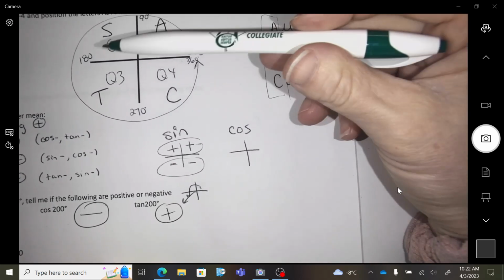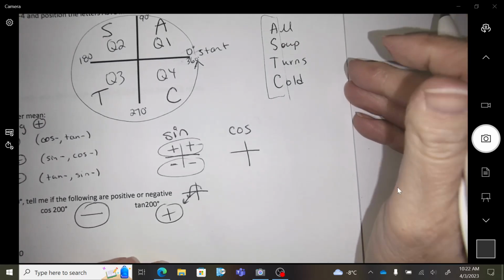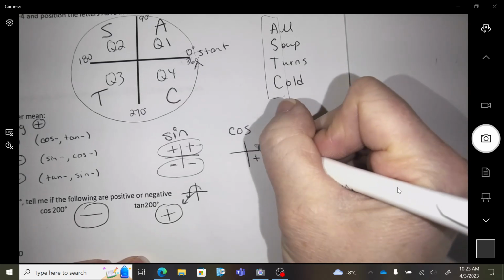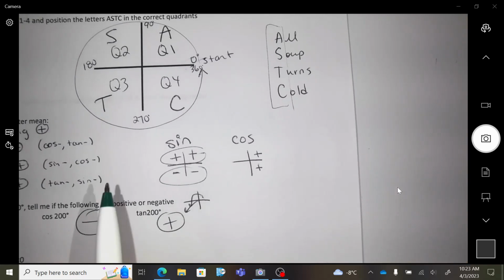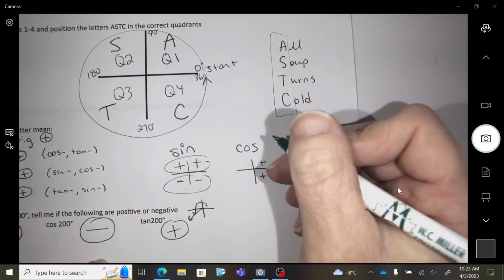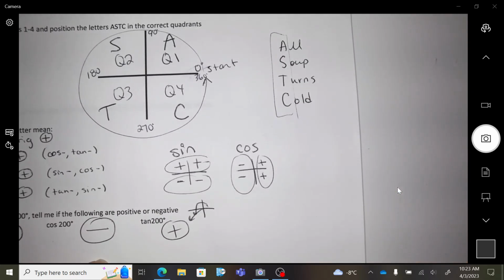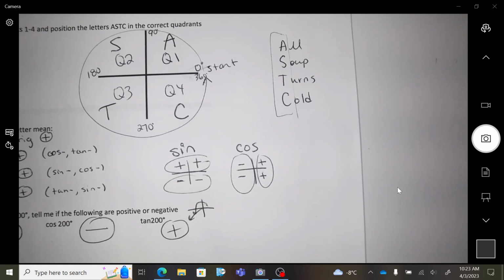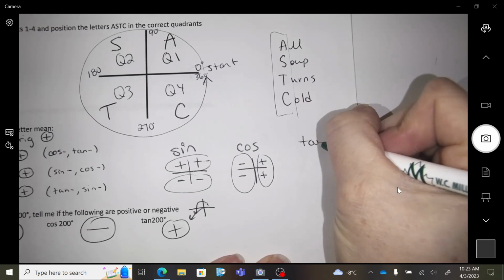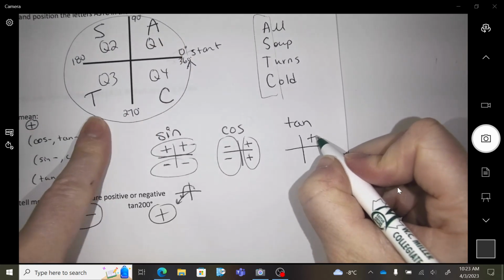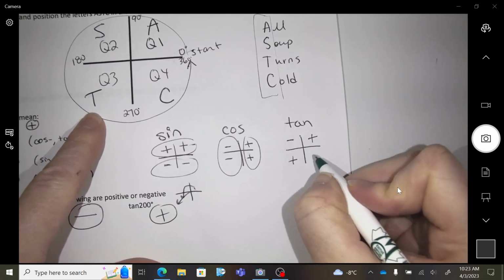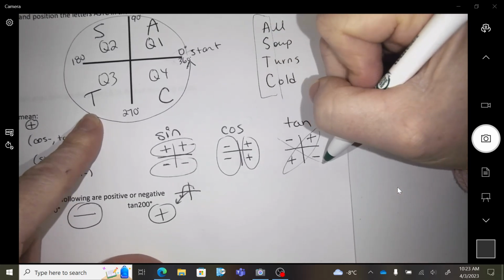Cosine. Which two quadrants is cos positive in? Quadrant 4 and quadrant 1. So therefore, where's cos negative? Left side. On the 2 and the 3? They're all positive in quadrant 1. That's the A. They're all positive there. So cos splits up left and right. Tan. Where is tan positive? 1 and 3. So then it's negative like that. So tan splits up diagonally.